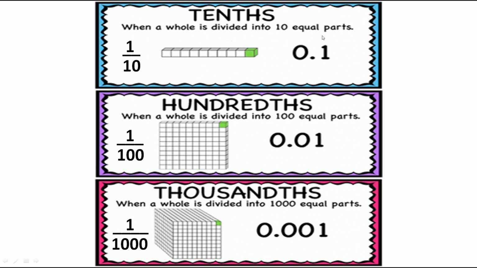Understood? Now here the whole is divided into 100 equal parts and we are choosing one part out of it. So we write the fraction as 1/100 and the decimal as 0.01, because it is 1/100th. Now here it is thousandths. There are 1000 squares, and out of the thousand we are choosing 1. So it is 1/1000, and the decimal is 0.001.